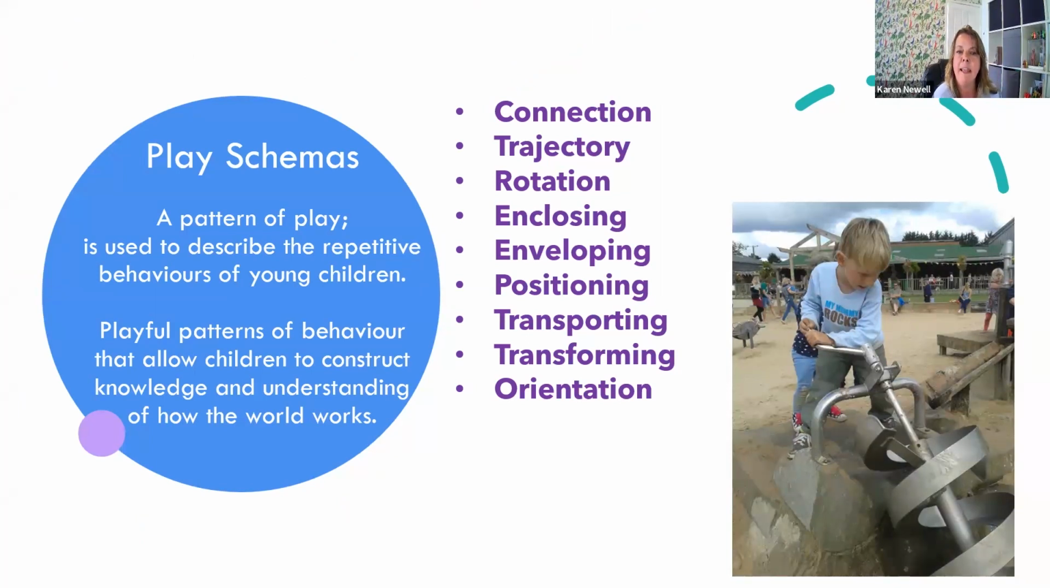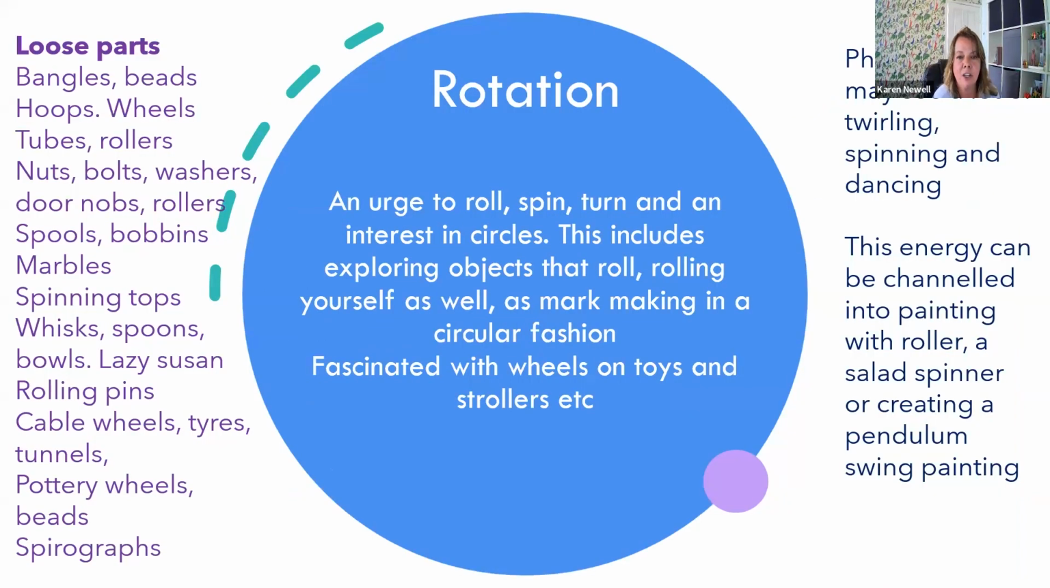Just a reminder that a play schema is a pattern of play that is used to describe the repetitive behaviours of young children. And these are positive things. So let's have a look at rotation, everything round. Don't you just love it when you see children just twirl? It's just that lovely freedom. So if your child has an urge to roll, spin, turn, and an interest in anything round, they're exploring their rotation schema. If they're fascinated by wheels on everything, that's what they're doing.